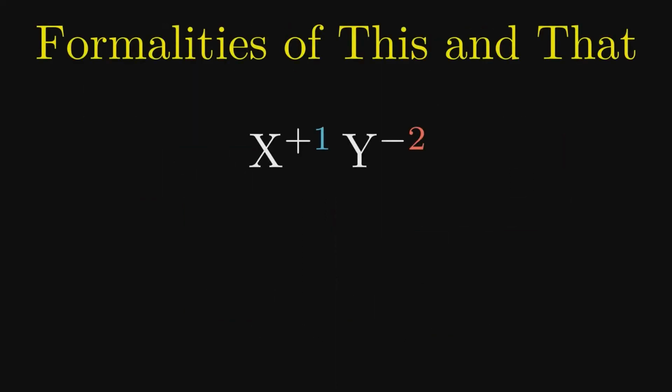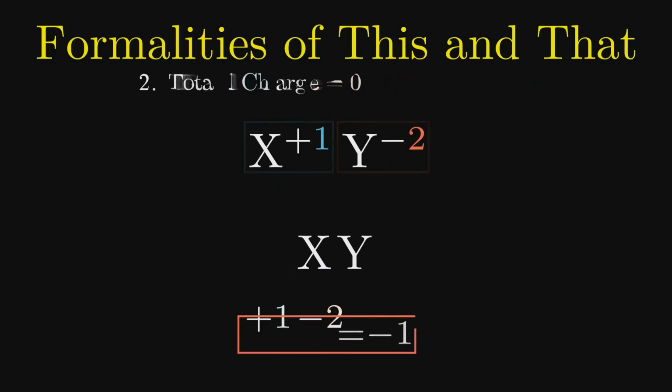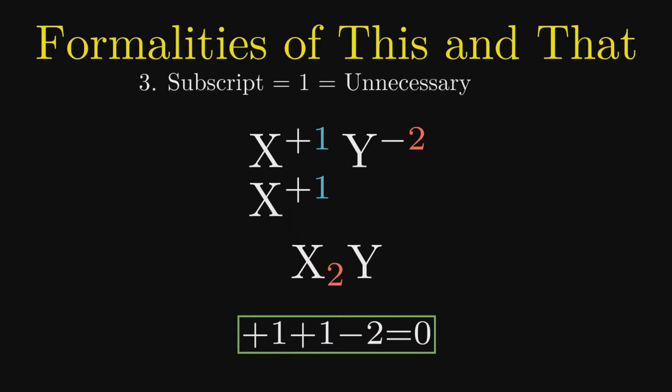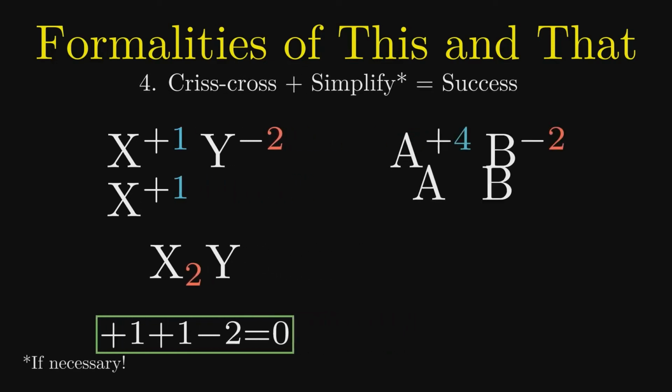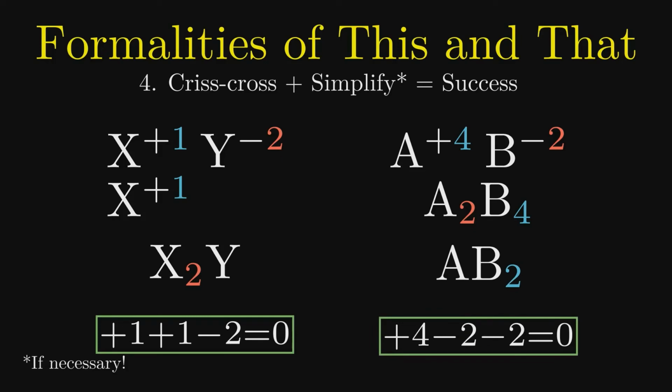Now for the formalities of this and that. Binary ionic compounds are composed of a cation and an anion. In the accounting method, add ions until the overall charge cancels. The number of ions needed are then written as subscripts except for one. Crisscrossing guarantees the charge balancing. After switching subscripts, ensure they are simplified if necessary.